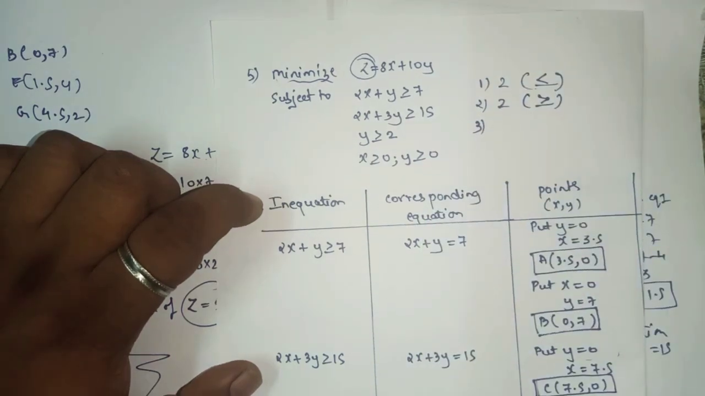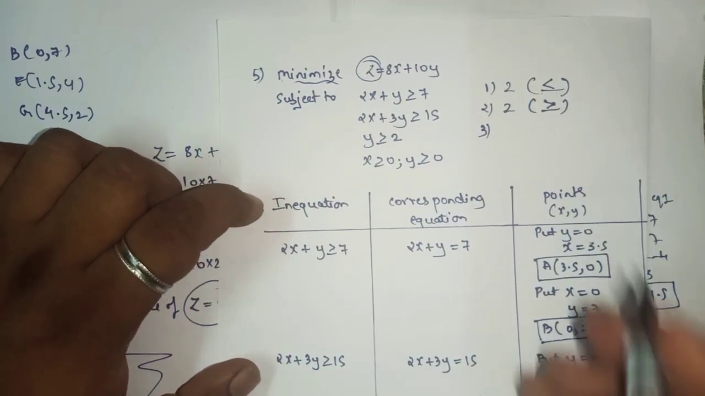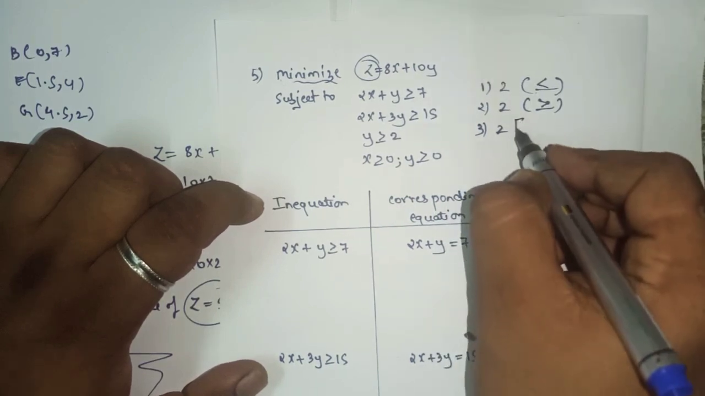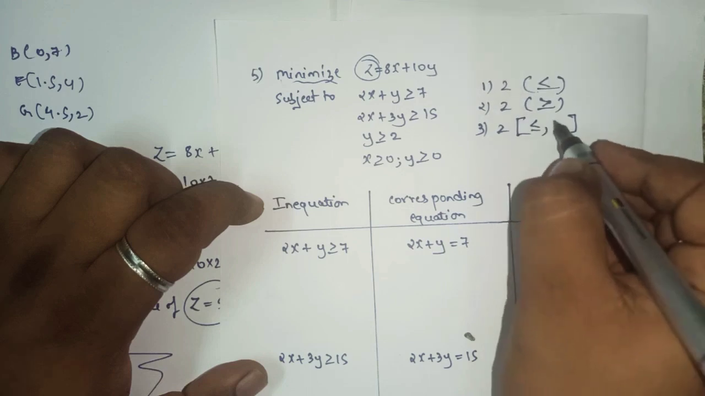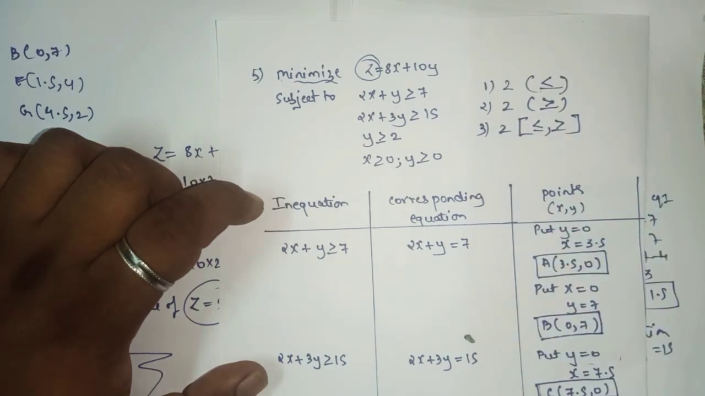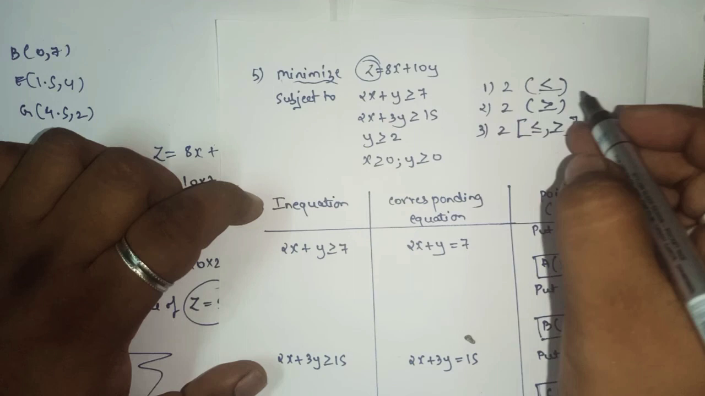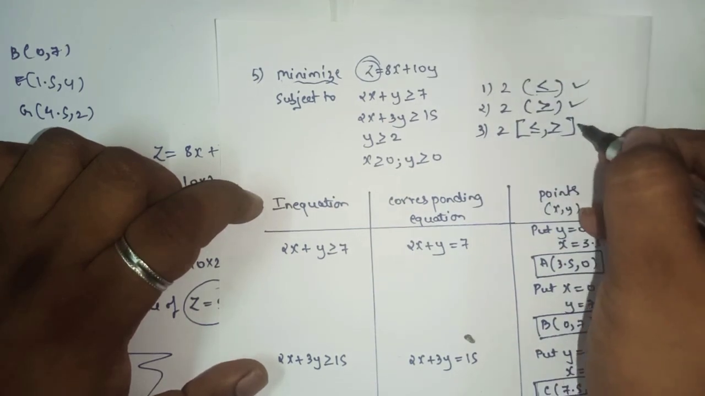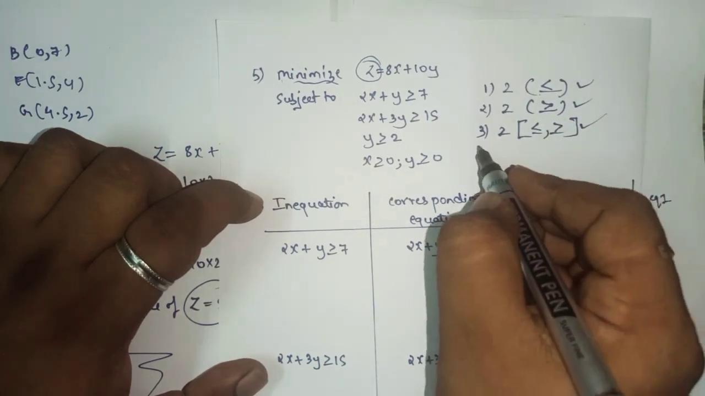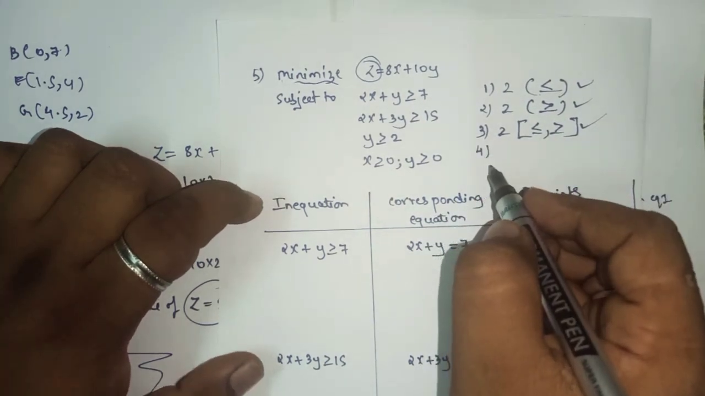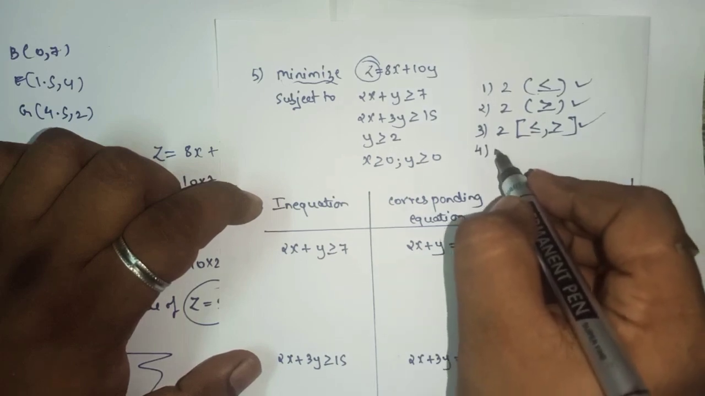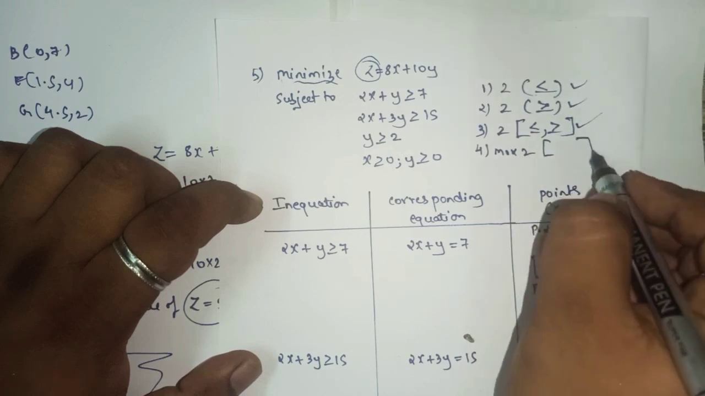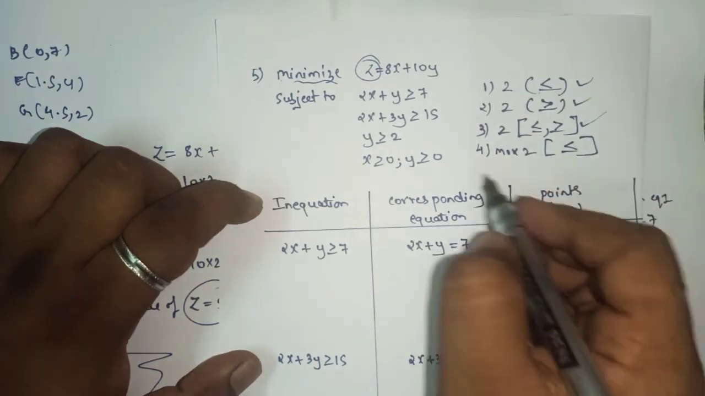Then we took the third example. There were two linear inequations, but the first one was less than, and the second one was greater than. So we completed the first part, less than or equal to, then the second also, and even the third, less than and greater than. Then in the fourth sum, we took more than two linear inequations, but the connection was less than or equal to.